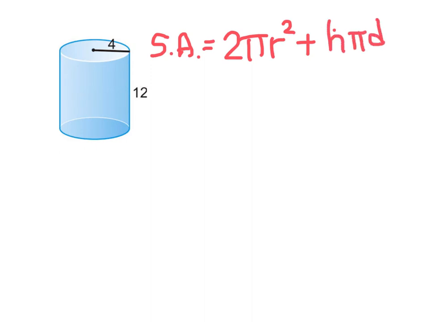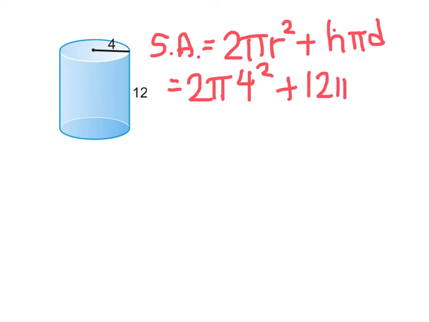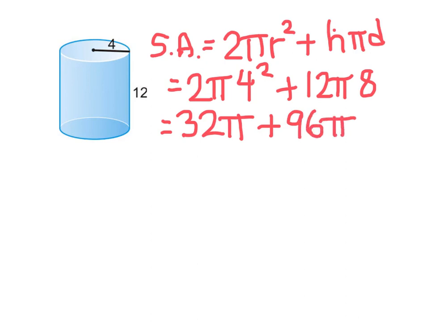Here's our formula, 2 pi r squared plus h times pi times diameter. Let's substitute for the radius, which is 4. The height is 12, and the diameter is 8. They didn't give us the units for this one, so at the end, let's say units squared. So that's why I didn't put any units with the numbers. All right, so 4 squared is 16, and then 16 times 2 is 32. So we get 32 pi for the circle faces, and then 12 times 8 is 96. So 96 pi is the curved surface.